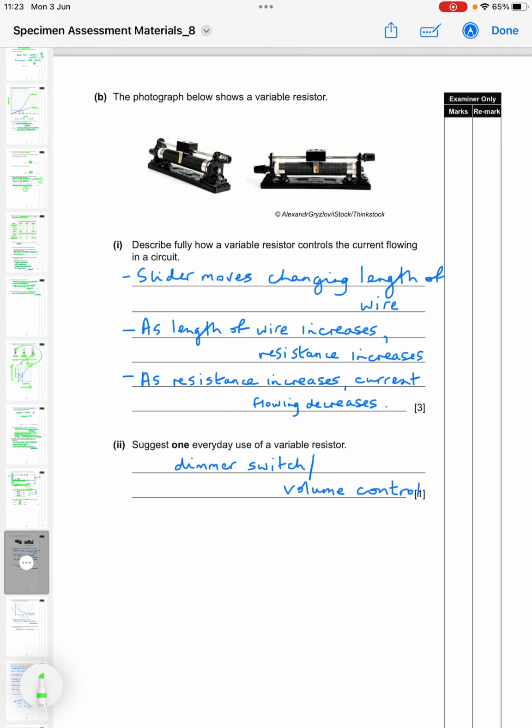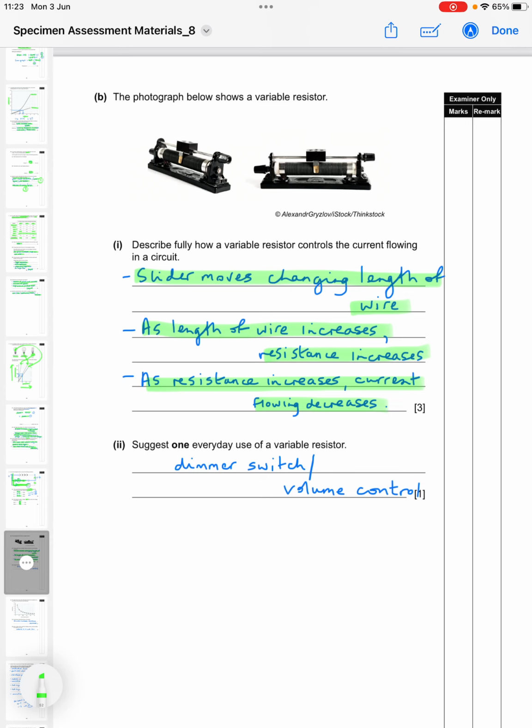Then the photograph shows a variable resistor, and I'm sure you've seen these in school and you've done experiments with them. So describe fully how a variable resistor controls the current flowing in a circuit. So you need to be saying something about the slider moving, changing the length of wire, and as the length of wire increases, the resistance increases, and then as the resistance increases, the current flowing decreases. So all 3 for 3 marks.